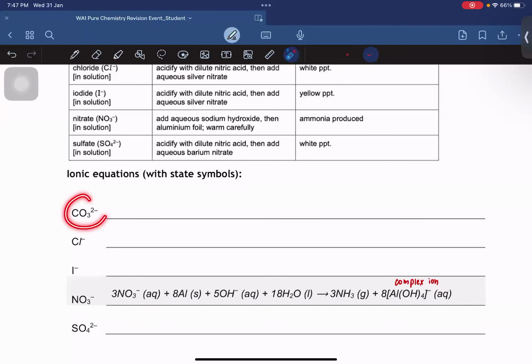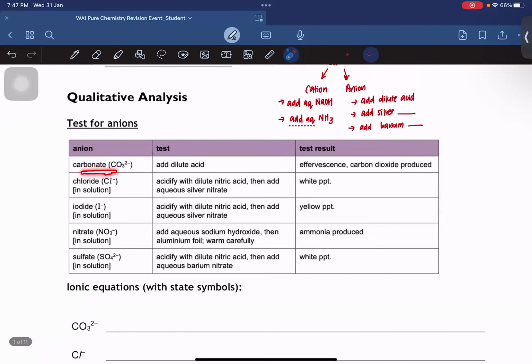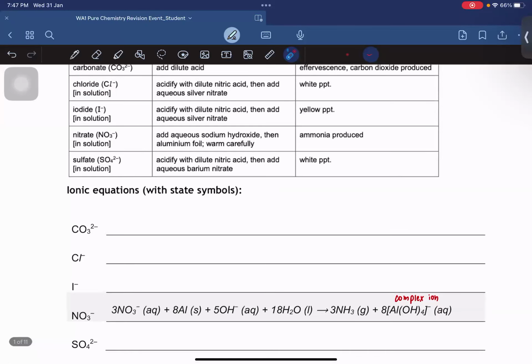So we take a look at the first one, carbonate. When carbonate reacts with acid, it produces carbon dioxide. Now, what would the ionic equation be? Obviously, we have carbonate, CO3 2 minus, aqueous. Now, plus dilute acid. Acid is usually given in what kind of ionic symbol? H plus, very good. So H plus aqueous as well. Nothing else is added. What do we form? Carbonate plus acid gives you carbon dioxide. What else? Water. And what else?